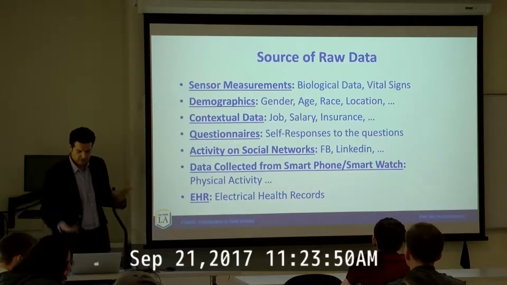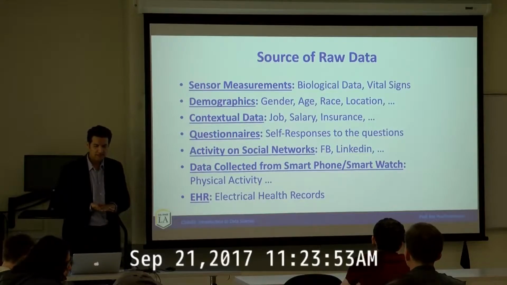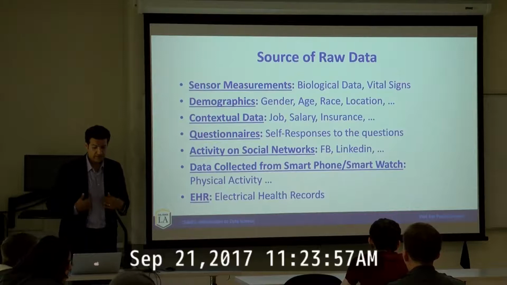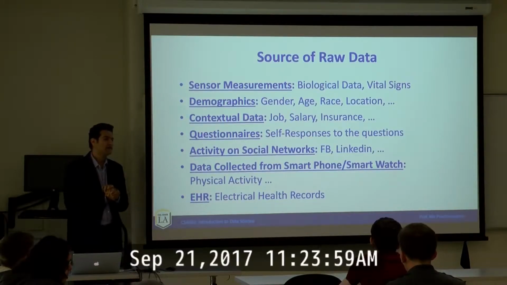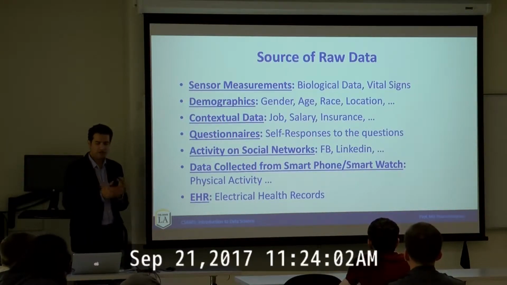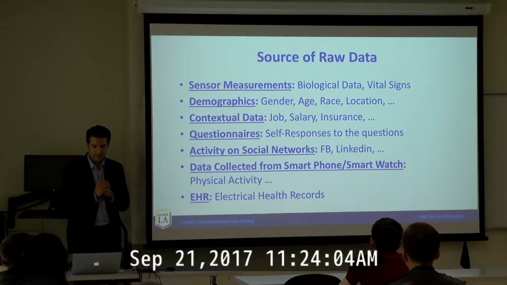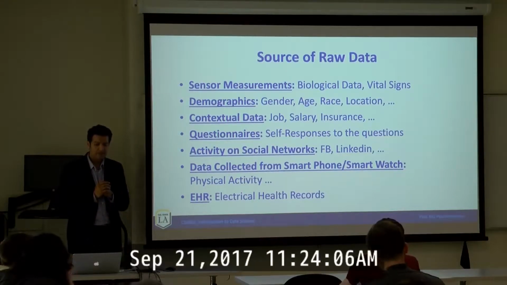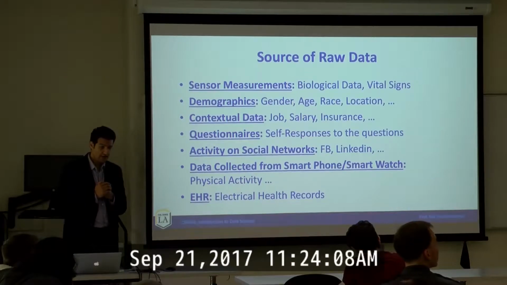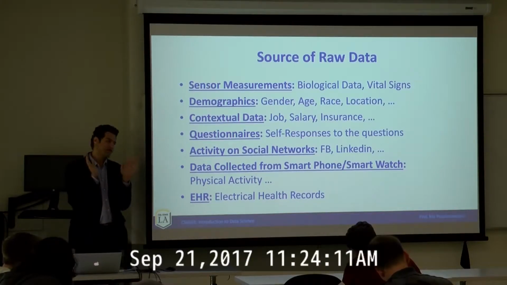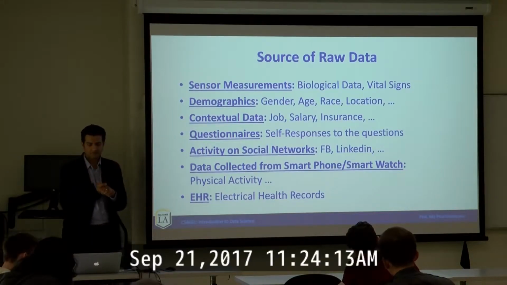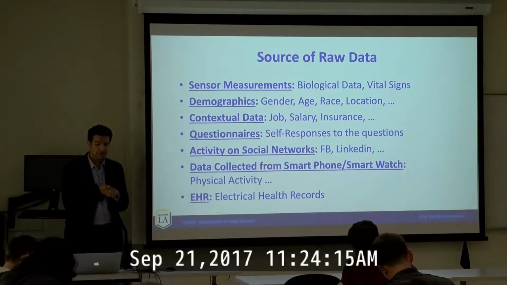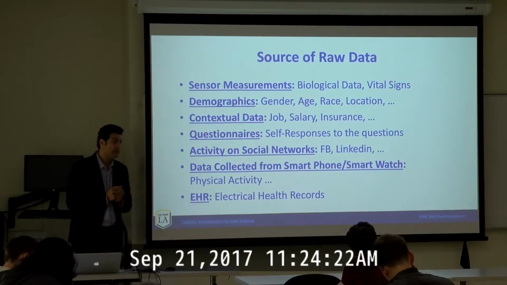There are several sources of raw data, as I mentioned. Sensor measurement, like it can collect biological data like vital signs, blood pressure, heart rate, and on and on. And demographic information can be very helpful sometimes. So the more data, the better, to be honest. Contextual information like patient's salary, job, insurance, these are the information that can help us to make better prediction.